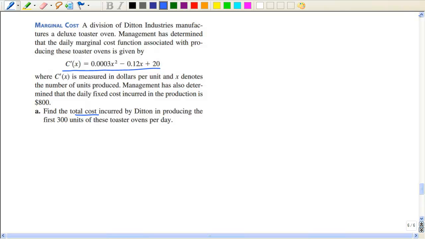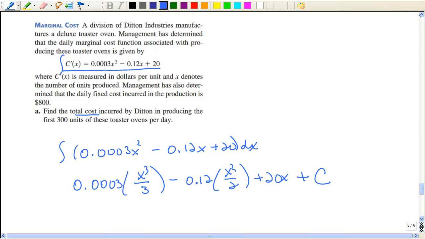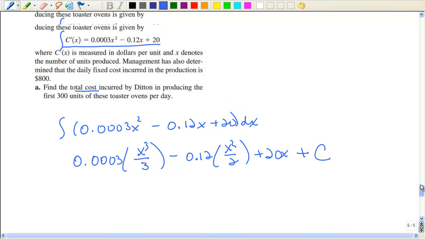So we want the total cost. If they give us the derivative of that, then we need to go backwards. We need to find that antiderivative. The antiderivative would be, remember, that integral. So I'm going to take the integral of this function, and I'm going to work with the indefinite integral right now. Don't forget to put that plus c since this is an indefinite integral.